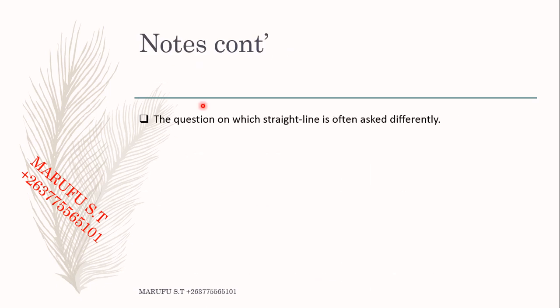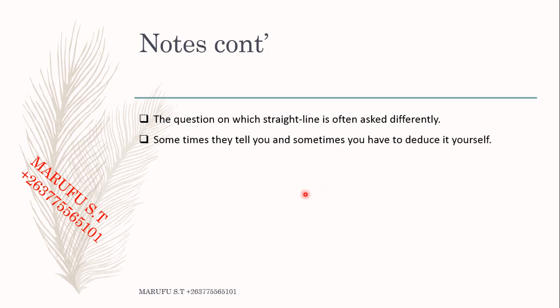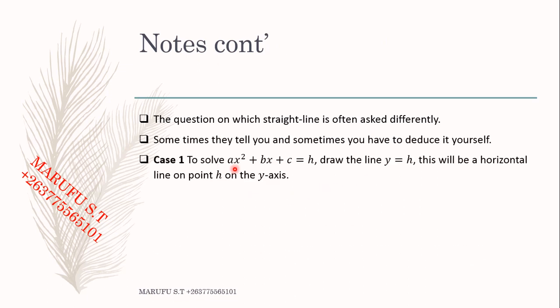From there, we are going to see that the question on how to solve simultaneous equations is asked differently. We are going to deal with the first case here. You have the graph that you would have drawn, and they now say it is equal to h. They tell you to solve the equation x squared plus bx plus c is equal to h. The curve you have drawn is represented by this model. So what you have to do is draw the line y is equal to h, and this will be a horizontal line at the point h on the y-axis.